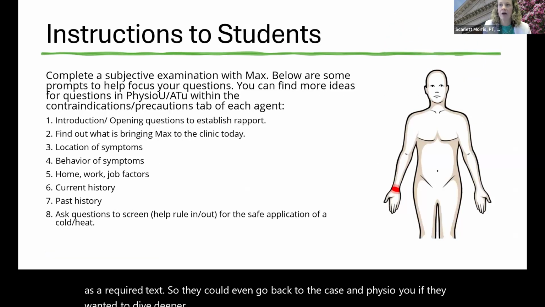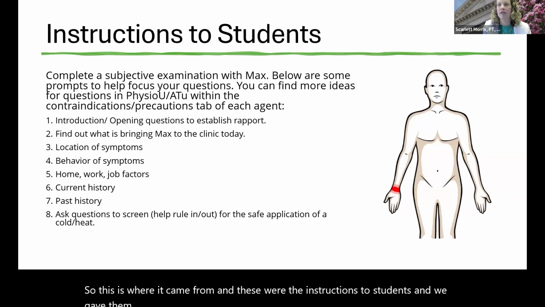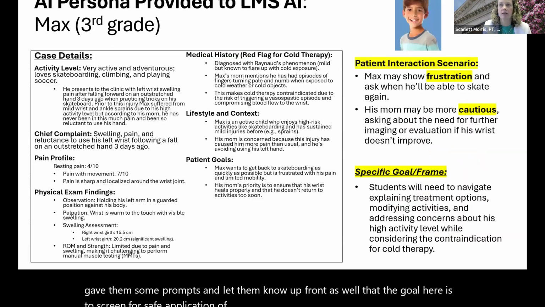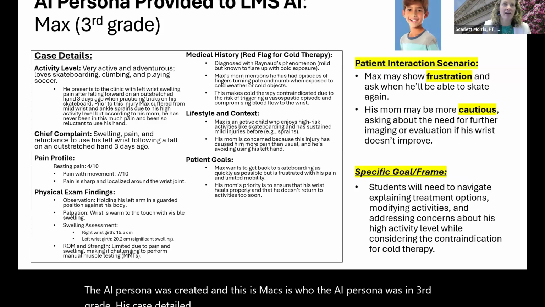So this is where it came from, and these were the instructions to students. We gave them some prompts and let them know up front as well that the goal here is to screen for a safe application of, in this example, cold and heat. The AI persona was created, and this is Max, who the AI persona was, in third grade. His detailed case information was provided to the AI.